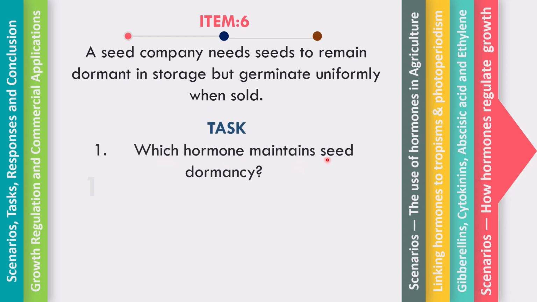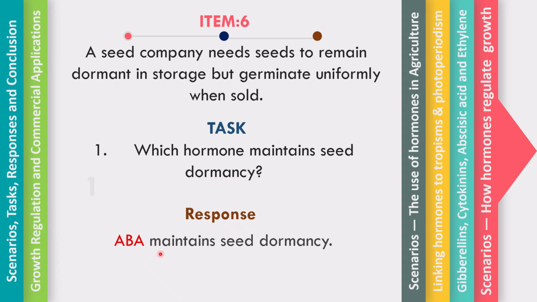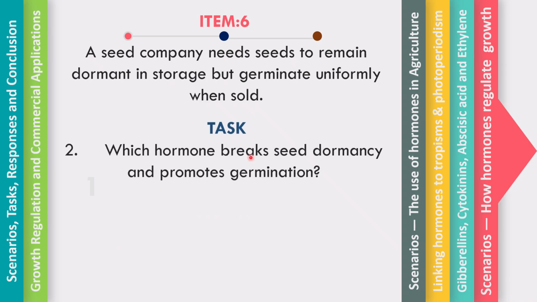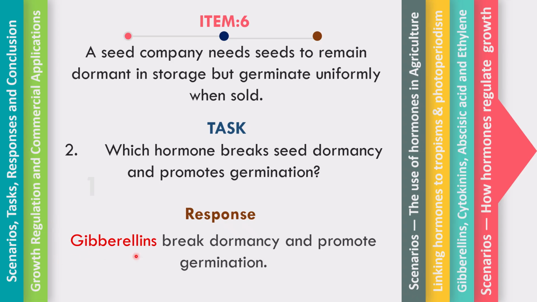Which hormone maintains seed dormancy? Abscisic acid maintains seed dormancy. Which hormone breaks seed dormancy and promotes germination? Gibberellins break dormancy and promote germination.